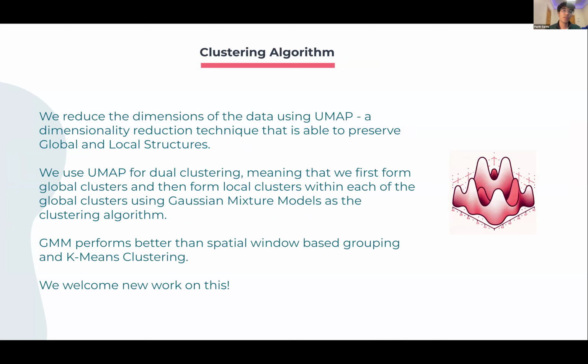First, we reduce the dimensions of the data using UMAP, which is a dimensionality reduction technique. We use UMAP for sort of dual clustering. So we first form global clusters using UMAP, and then we form local clusters. Within each of the global clusters, we use Gaussian mixture models as our clustering algorithm, which gives us the respective clusters that we then summarize. We tested it against spatial window-based groupings and k-means clustering, and GMM performs better. And we welcome new work on this.